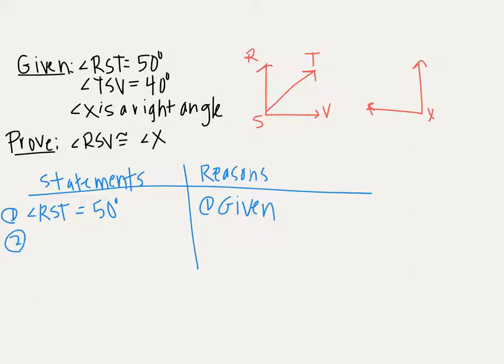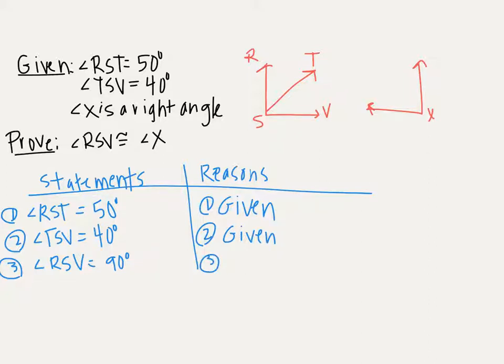Statement number 2. Angle TSV equals 40 degrees. Pause the video if you need to. Tell me why that's true. Well, it's true because it was given. Statement number 3. Angle RSV equals 90 degrees. Pause the video if you need to. Tell me why that's true. Well, it's true by simple addition. Right? 50 plus 40 equals 90.